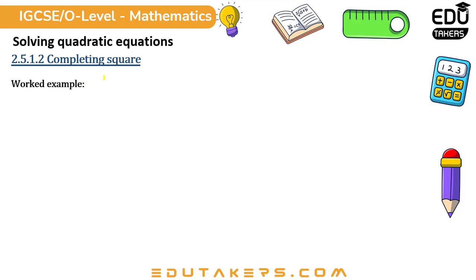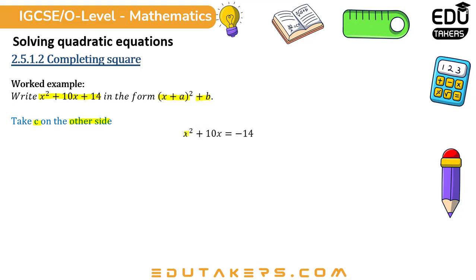Worked example for completing square. Write x square plus 10x plus 14 in the form x plus a whole square plus b. Take c on the other side, which is 14 here. So x square plus 10x equals negative 14. As coefficient of x square is 1, so we will proceed to the next step.